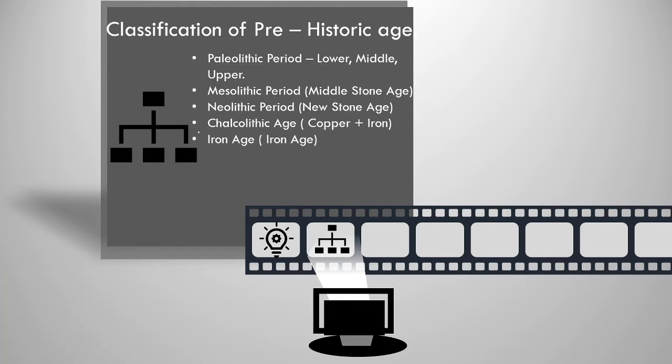Okay? Next is Iron Age. Iron Age means our ancestors started making weapons only of pure plain iron. Okay? As simple as it is. Now let's have a look at Paleolithic period.